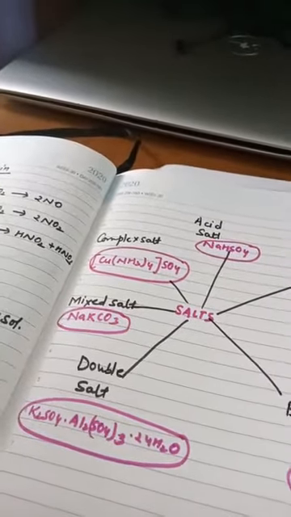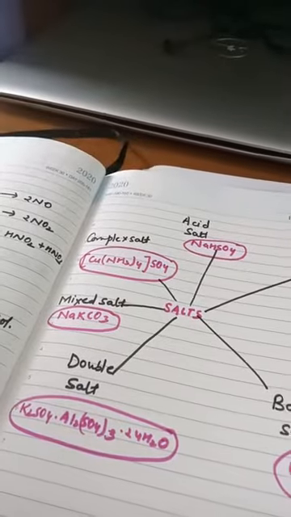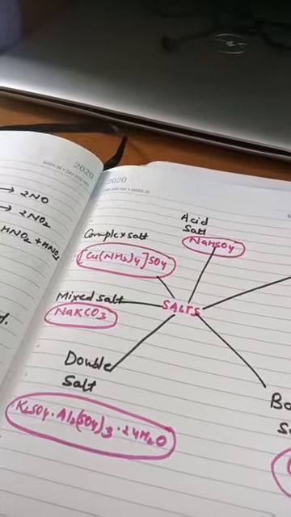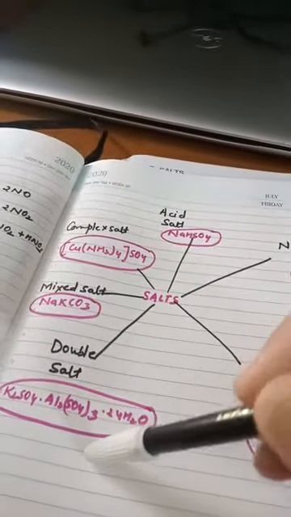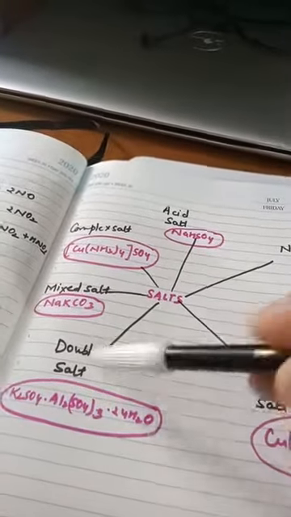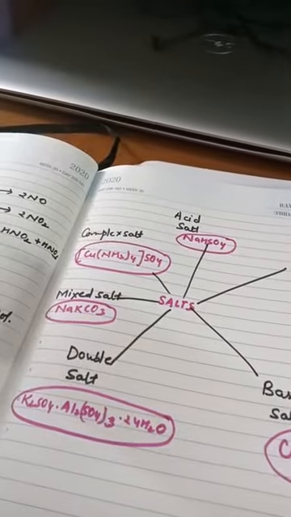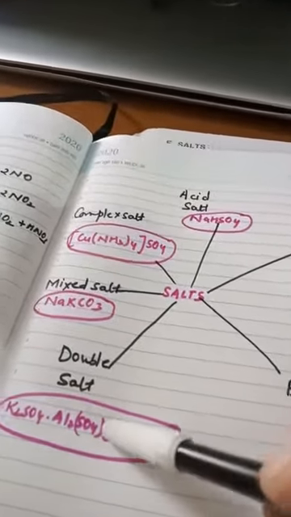Double salt is formed by mixing saturated solutions of two simple salts followed by crystallization of the saturated solution. So one example given here of double salt, this is alum, जो फिटकरी यूज करते हैं. This is alum. Formula of alum is K2SO4 dot Al2(SO4)3 dot 24 H2O.